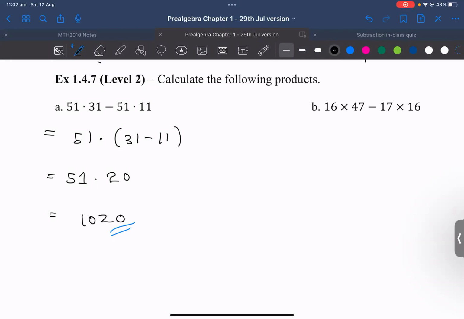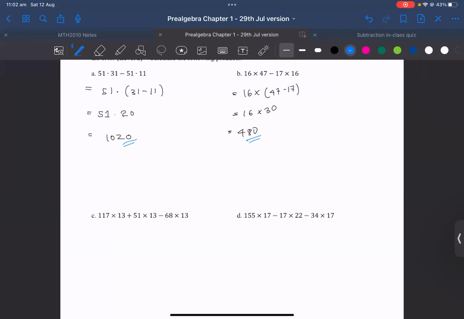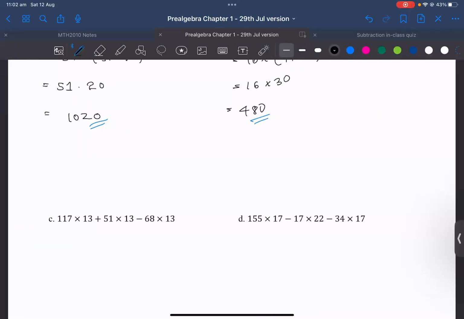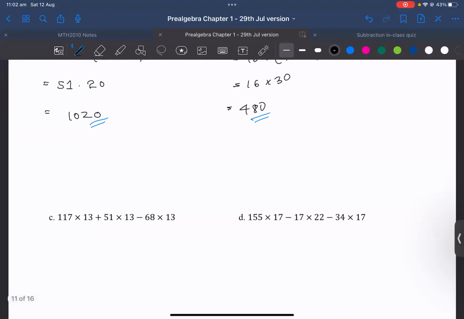And then for the second one, B, it's again the common factor of 16. So you take out, I should move this out of the way. Common factor is 16, you take that out. You end up with 47 minus 17. Ends up being 16 times 30, right? And that ends up being 480. These are the two answers so far for A and B. And I won't show C just because it's the same thing. Actually, no, I will show C because it's 3 numbers, a bit different.